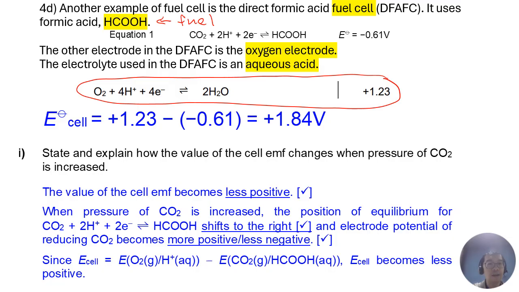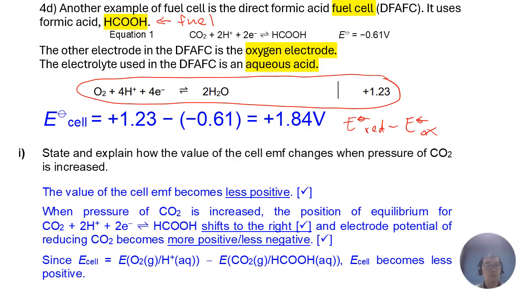And E cell is calculated using the formula E° reduction minus E° oxidation, which gives you 1.23 minus 0.61 volt. And the final answer is +1.84 volts. Okay, so a fuel cell is a galvanic cell and it has a positive E° cell value. The other question is a qualitative question.